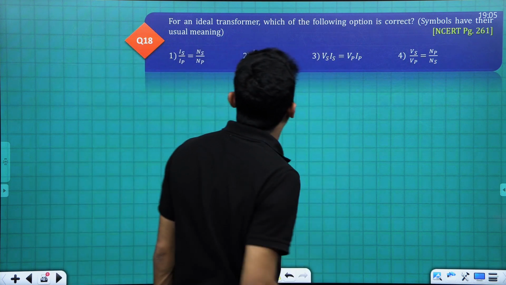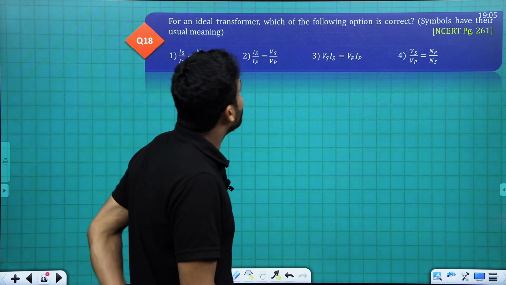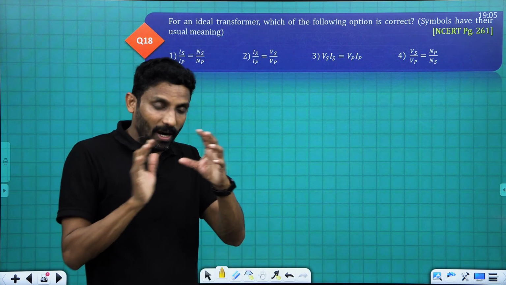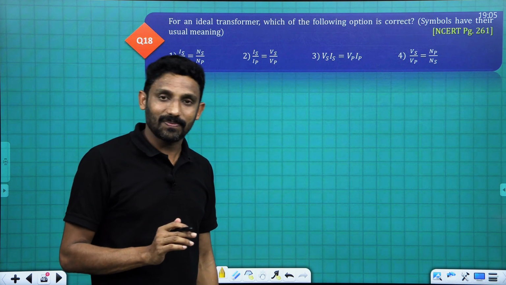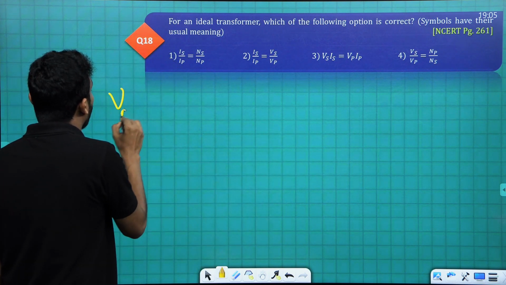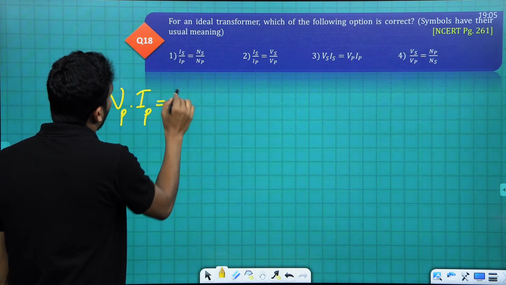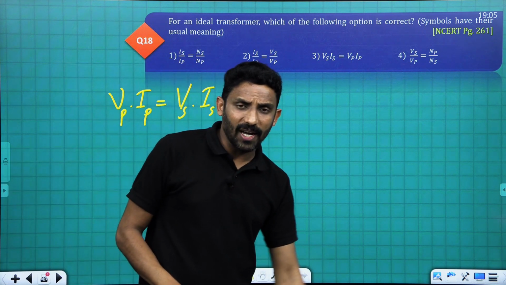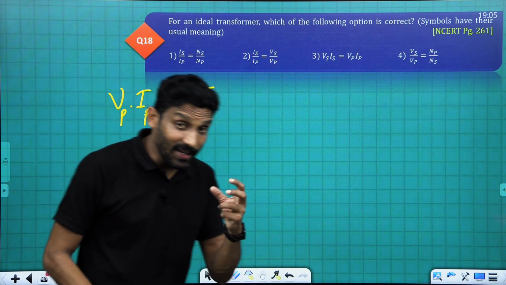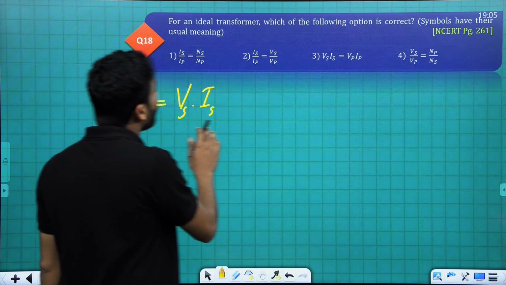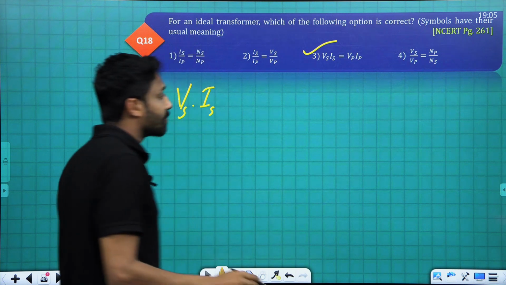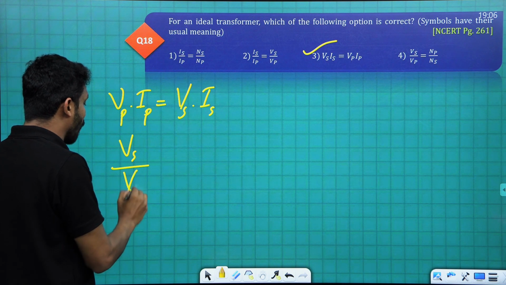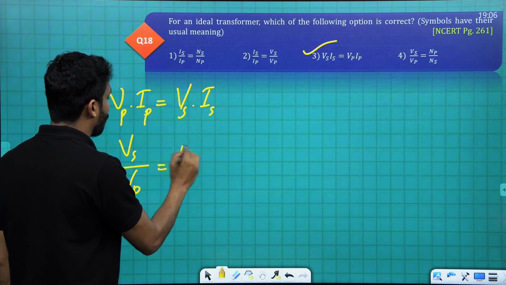Moving to the next one, 18th. For an ideal transformer, which of the following options is correct? Symbols have their usual meaning. In the case of an ideal transformer, the input power and the output power are equal. The input power is Vp into Ip. The output power is Vs into Is. The input power and output power being equal means an ideal transformer. Vp Ip is equal to Vs Is, which is option 3. Accordingly, as per this equation, Vs by Vp is equal to Ip by Is.